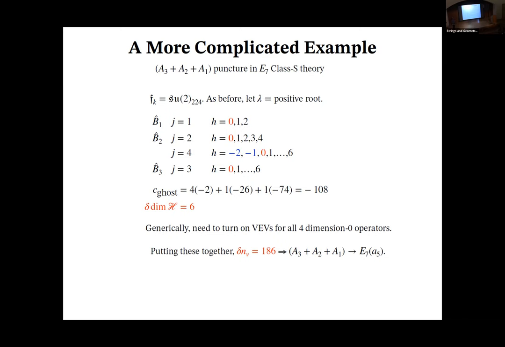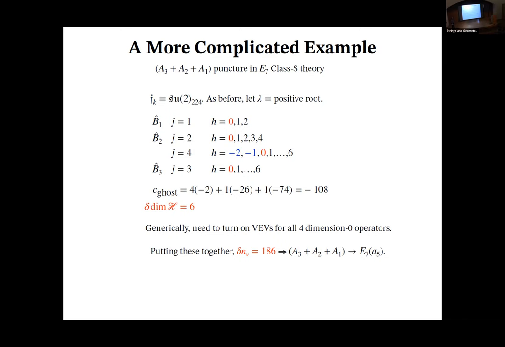And so I need to add a bunch of spin one ghosts, one, two, three, four of them, to get rid of these guys that became dimension zero, and a spin two ghost to get rid of the guy that became dimension minus one. And now, you know the central charge of that, I'm sure, but you may not remember the central charge of a spin three ghost, it's minus 74. And I have to have one of those. And so the ghost contribution to the central charge is minus 108.